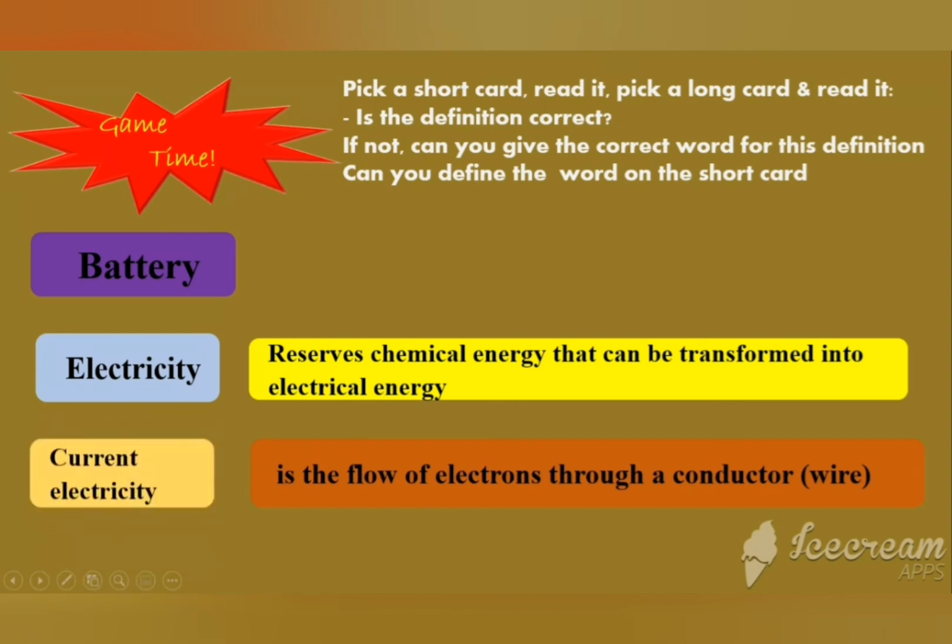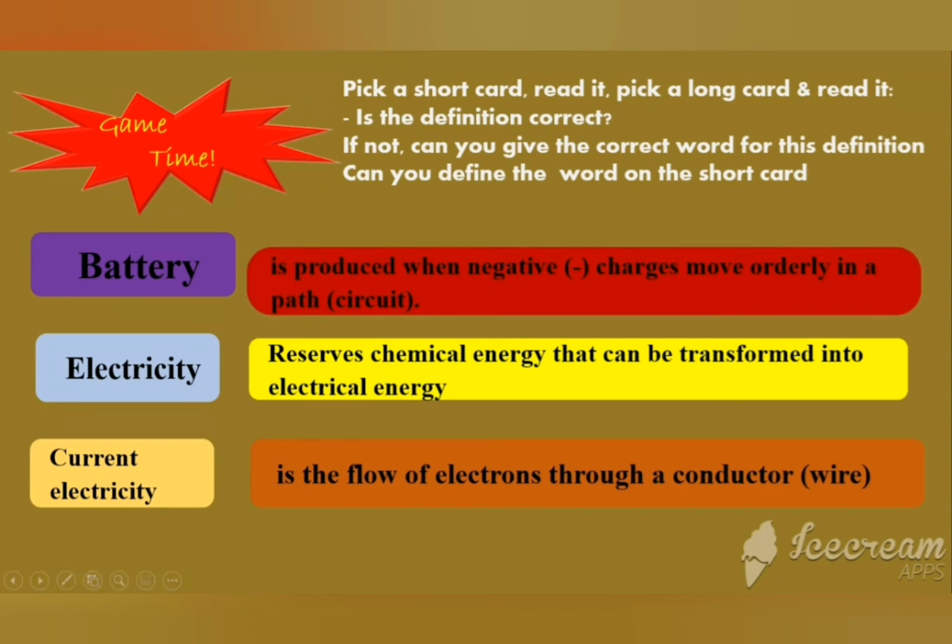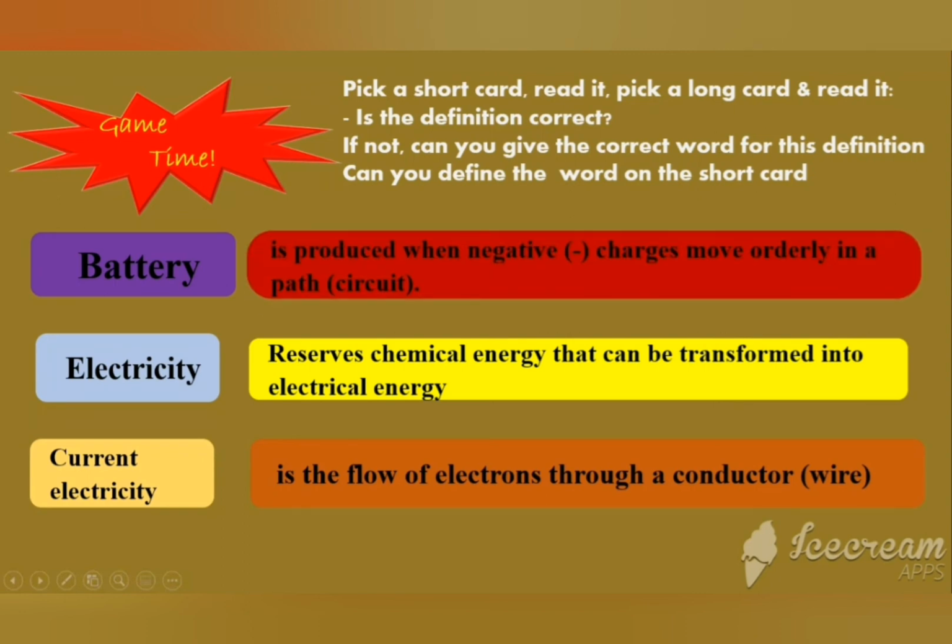That means I have my last short card, which is current electricity, which is just what is next to it. The long card is the flow of electrons through a conductor. The last one should be the red one, and it should be electricity. Electricity is produced when negative charges move orderly in a path, conductor, or a circuit.